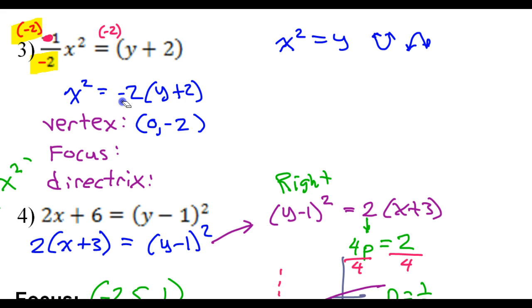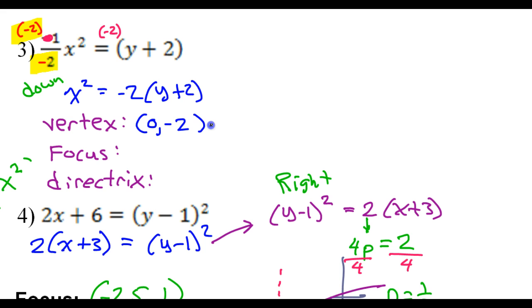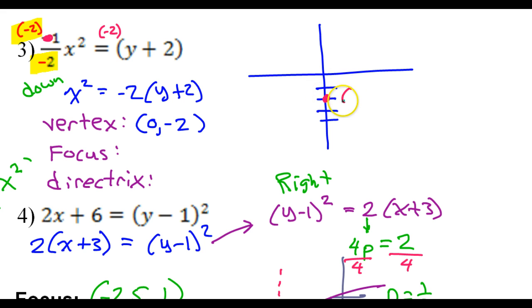So looking at the other side of the equation, see the -2? Because it's negative, I know it's going to be a downward facing parabola. Alright, so I know it's going to be down, so keep that in mind. So let's start from the vertex and keep in mind that it's going down. (0, -2). Alright, so here's the vertex at (0, -2). And I know the parabola is facing down.